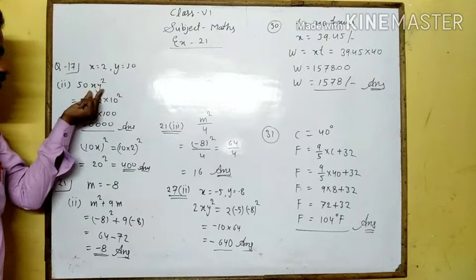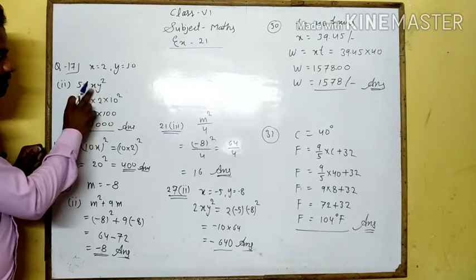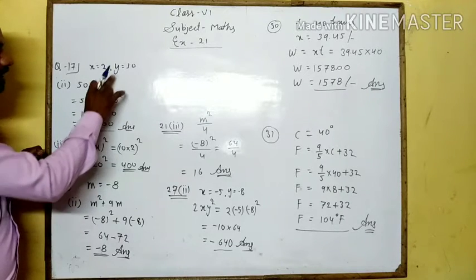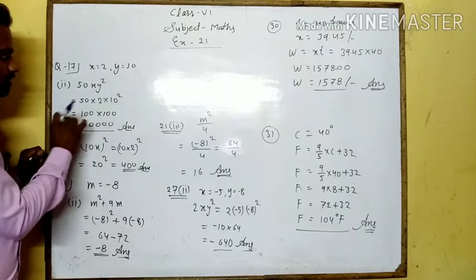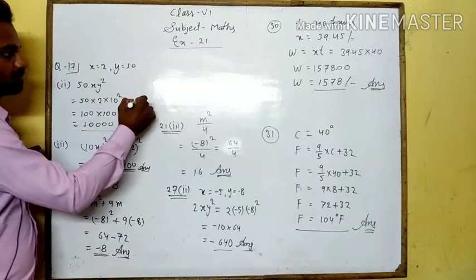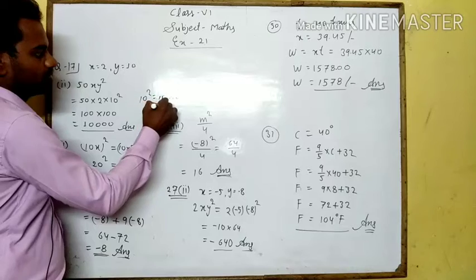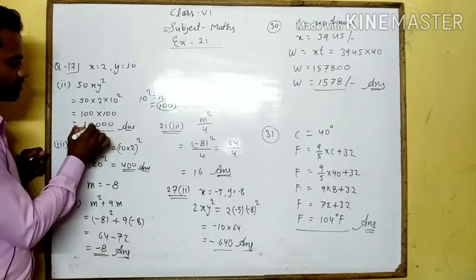So simply place the values of x and y. The value of x is 2. Simply place x is equal to 2. In place of y, simply place 10. This is y square, means 10 square. How can we solve a square? 10 square means 10 into 10. So 10 tens are 100. So this is 50 into 2 by 100, that will be 10,000 there.